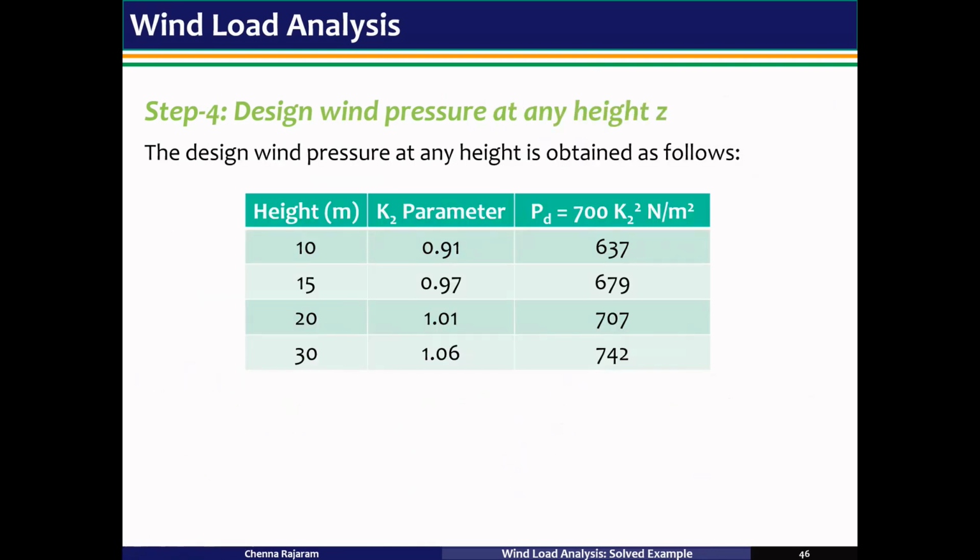Now the design wind pressures at height Z are as follows. Heights 10, 15, 20 and 30. The K2 parameters are 0.91, 0.97, 1.01 and 1.06. These K2 parameters are taken from IS 875 part 3. Based on the various heights and K2 parameter, the Pd value is calculated. For 10 meters height, the Pd value is 637 Newton per meter square. For 15, 679; 20, 707; 30, 742.